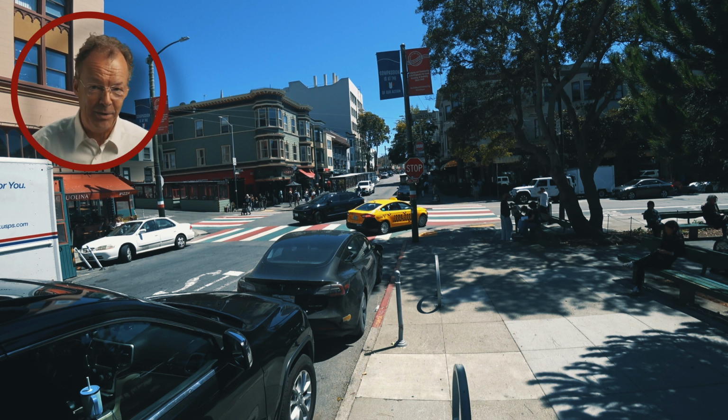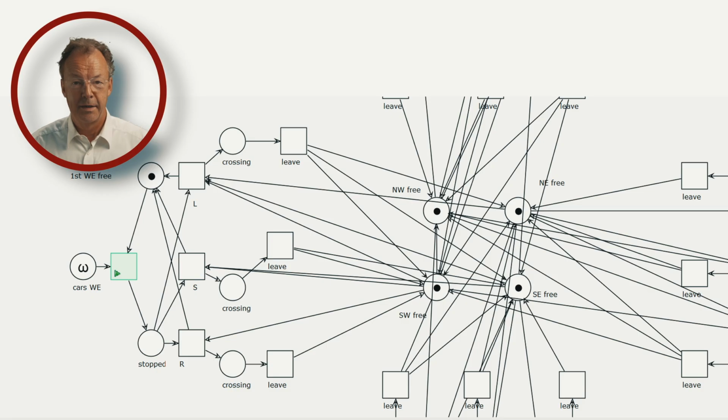And in our next Petri net model, we will take account of that fact. So here we have the more complex Petri net that takes into account that there are four areas in the crossing that can be free or occupied. And now, when a car comes from the west, first the car arrives at the crossing and it stops, and then it has to indicate if it's going left, straight on, or right.